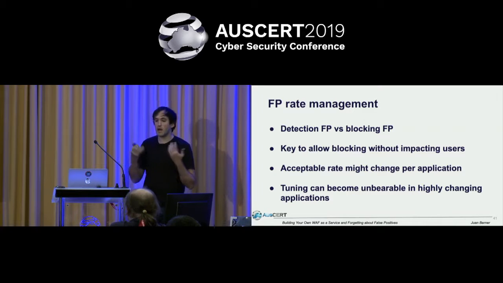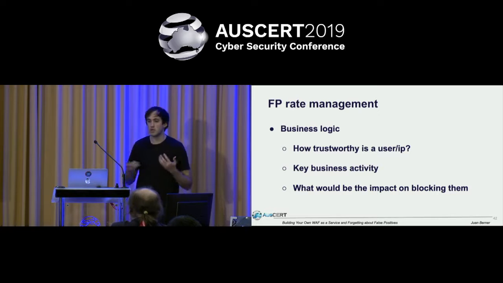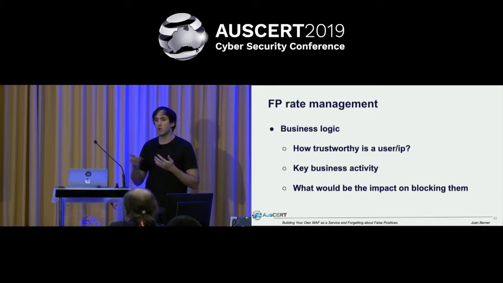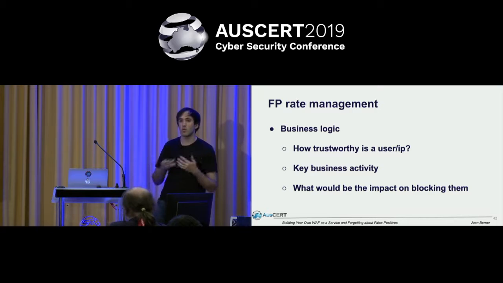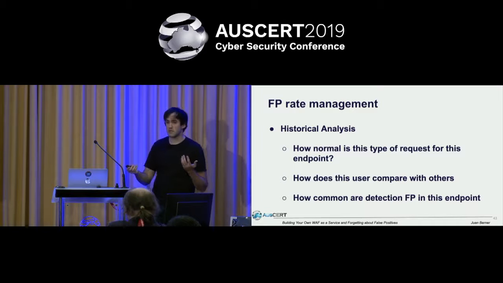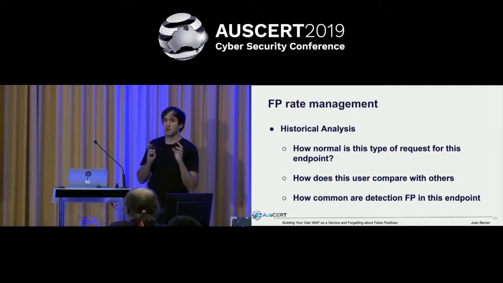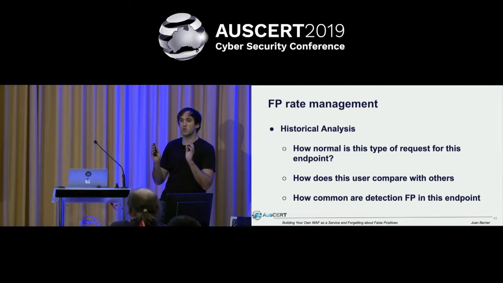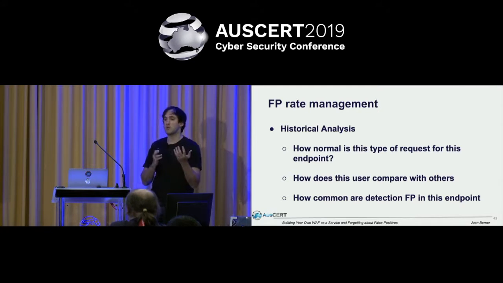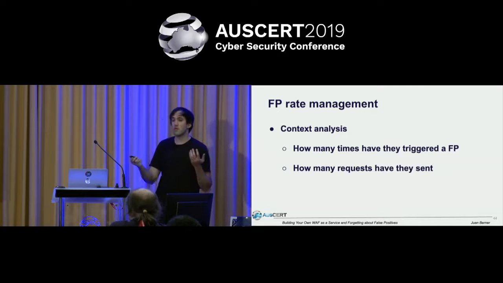So this manages to remove the blocking false positives. And how does it do it? By looking at the context. So what do we check? We check business logic. So how trustworthy is a user and IP? That goes back into the storage like BigQuery, where you would have this information. Business activity from the endpoint. And what would be the impact to block it? Historical analysis. For example, if we're in an endpoint that has a lot of detection false positives from mod security, you might not want to say that something is suspicious if you see a single SQL injection. That might actually affect the score for you to decide that a particular segment of the traffic is suspicious or not. And of course the context.